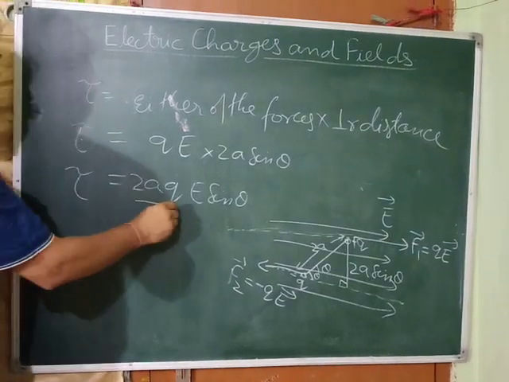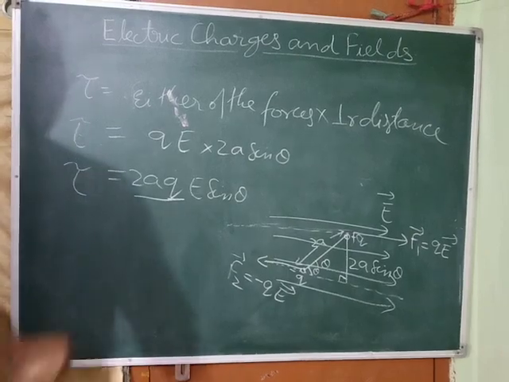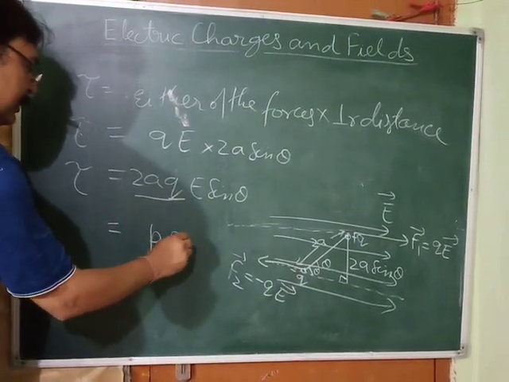Now what is this 2aQ? Can you write it as the electric dipole moment P? Obviously. So what can we write here? P E sin theta.